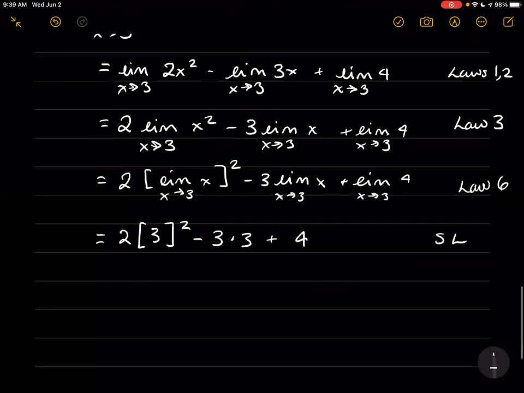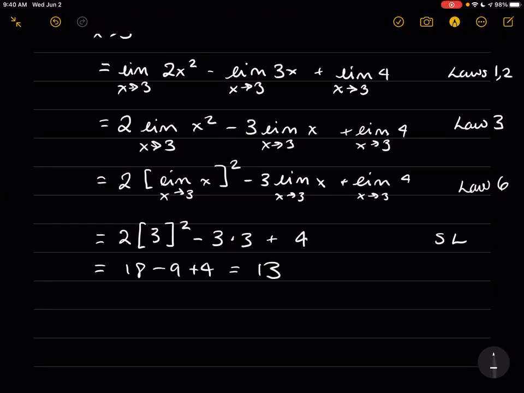Okay, and I think we can do some simplifying to this. I think eventually we get something like, let's see, 2 times 9, so that's going to be 18, minus 9 plus 4. I think this eventually works out to be 13. That's the limit.